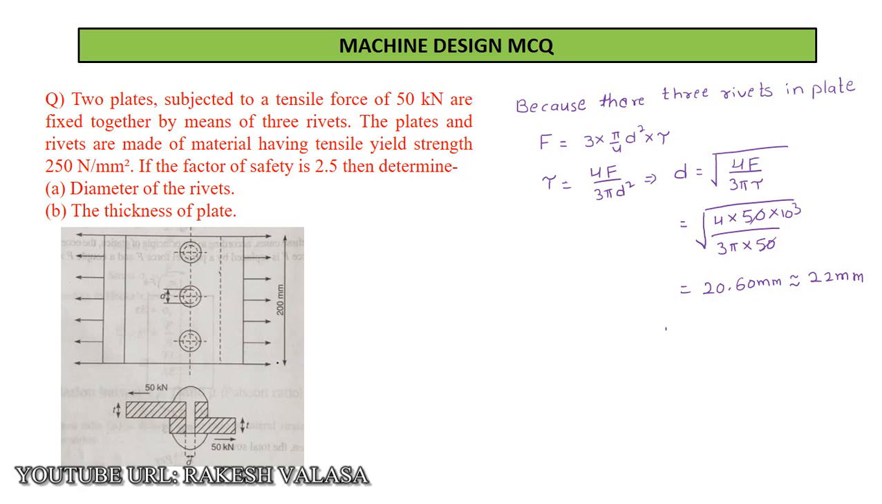Now determine the thickness of the plate. For plate, permissible tensile stress equal to yield strength by factor of safety, SYT by factor of safety, equal to 250 by factor of safety 2.5, that equal to 100 Newton per mm square.